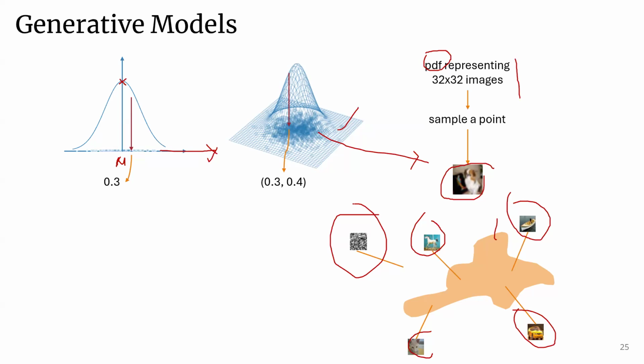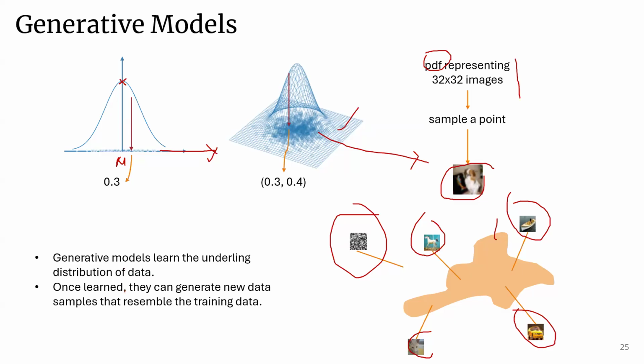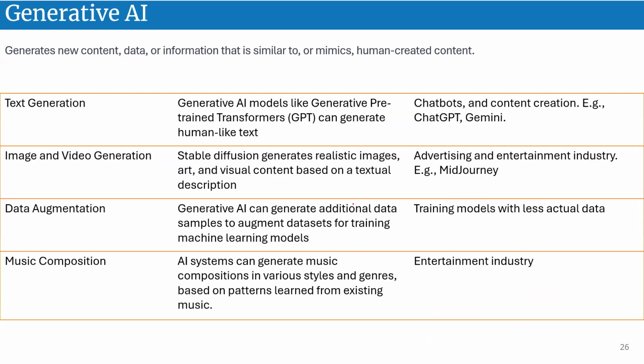Okay, so I answered that question. If you have more questions, you can ask. Generative models learn the underlying distribution of data, the probability density function. Once learned, they can generate new data samples that represent the training data. If you have any question, you can ask.